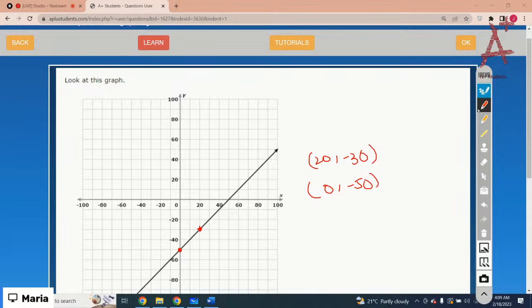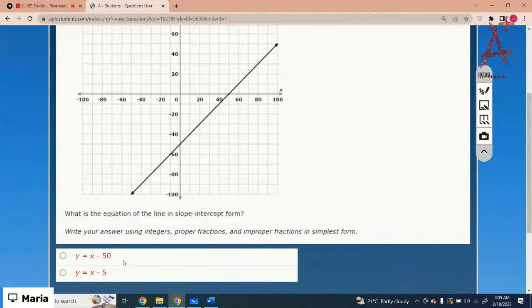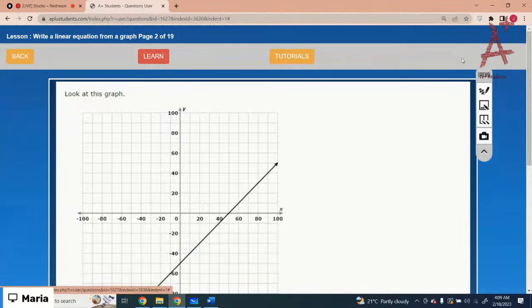The equation for this one is y equals x. Got it? You have to do the same thing. You have 2 points now. Just find the slope, and we already have the y-intercept. Y-intercept is negative 50. So just put them in the equation. It is y equals x minus 50. Because the slope is 1 and the y-intercept is negative 50.